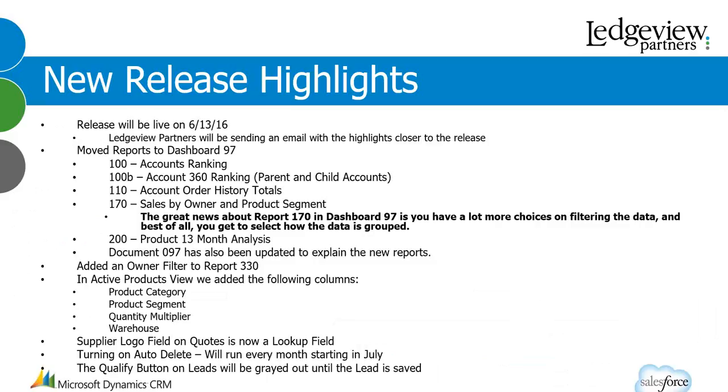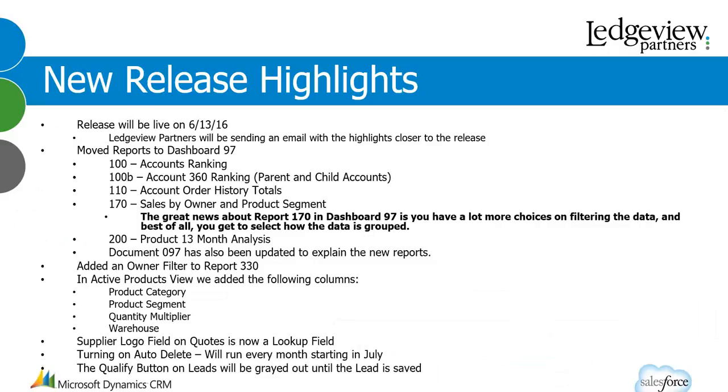Document 97 has also been updated to explain these new reports and the information inside of Dashboard 97. But the different reports that were added were Report 100 and 100B, which we touched on earlier. It's the accounts ranking. 110, which is an account order history total. 170 we just touched on, and then Report 200, which is a 13-month product analysis. We also added an owner filter to Report 330. So it's just an additional field that allows you to further dissect the data.